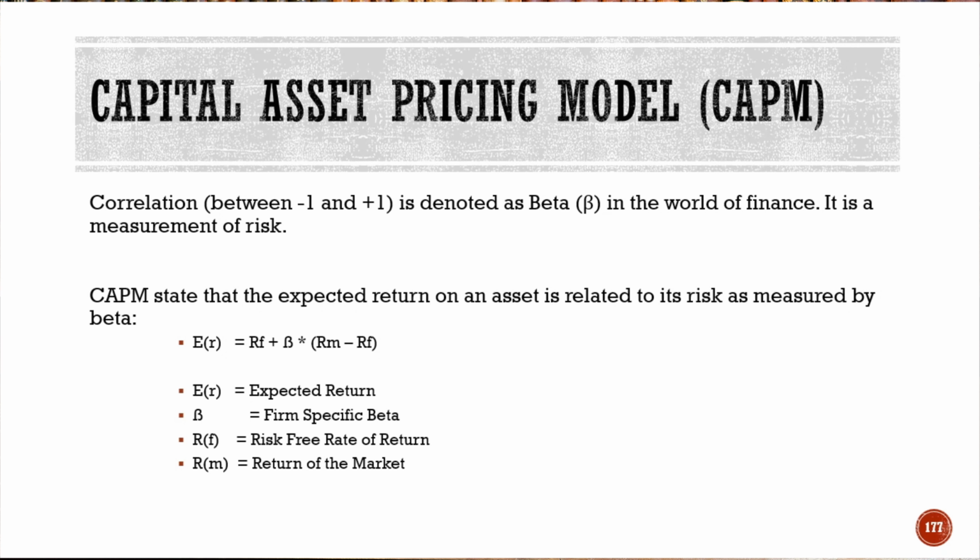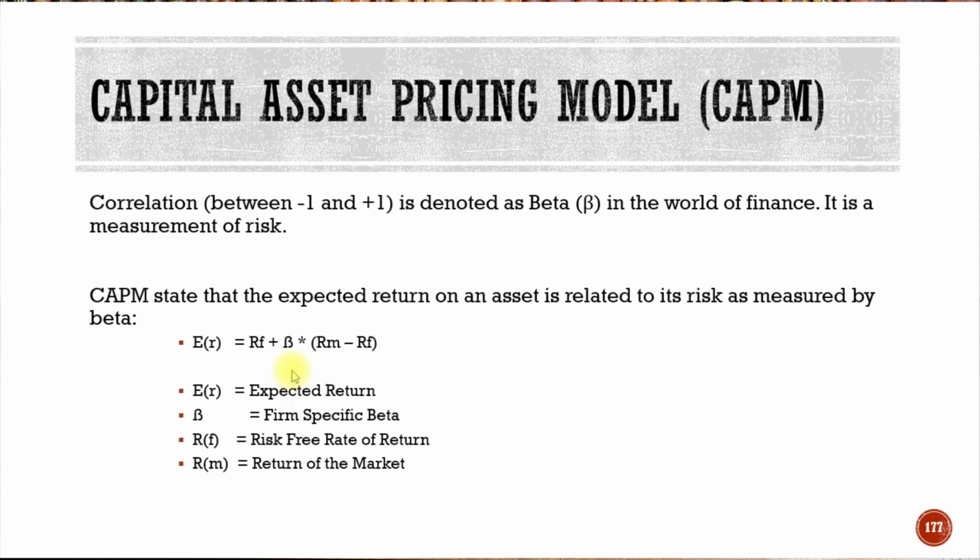And if you have a beta less than 1, like 0.5, that means you're taking half the risk compared to the market. On the other hand, if your beta is 2, that means you take twice the risk of the market. So it doesn't quite follow the rules of correlation.